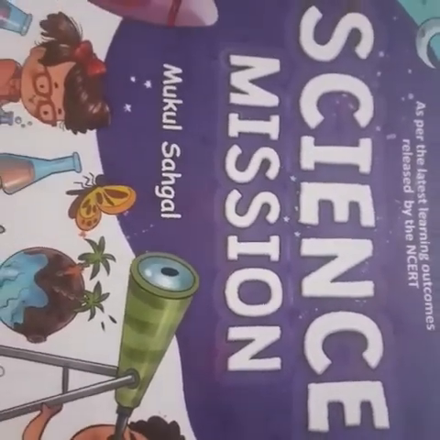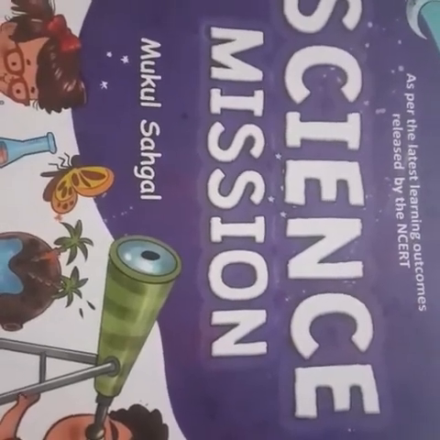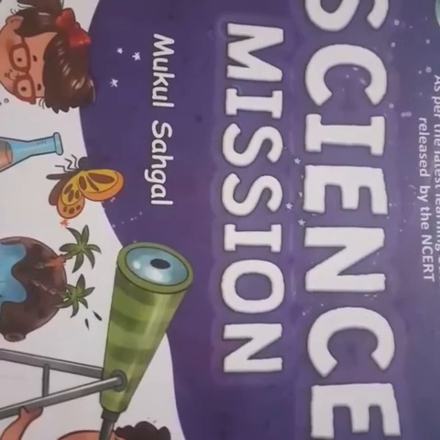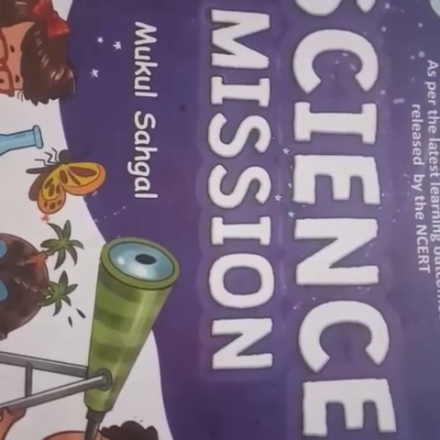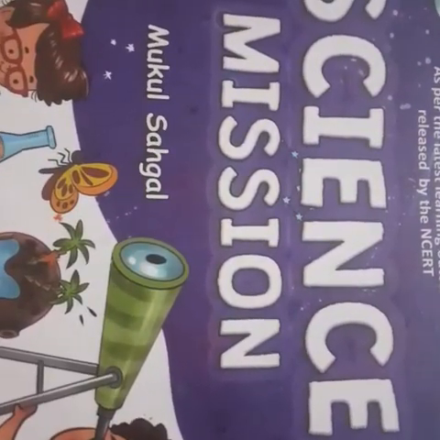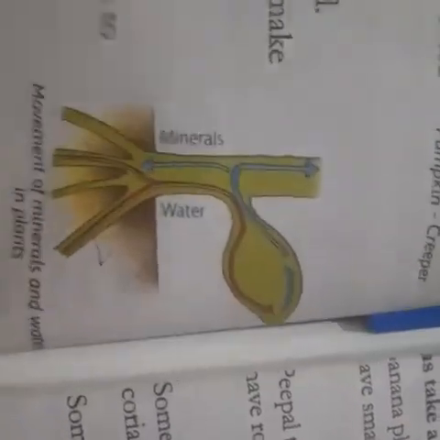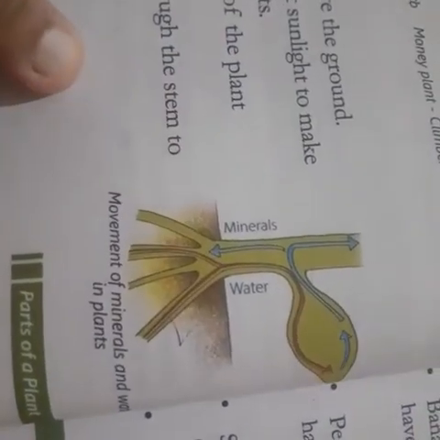Last time we discussed the different types of roots and the function of the root, and some different kinds of roots. Today we will learn about the stem. Here is the movement of minerals and water in plants. The picture shows the movement of minerals and water in a plant.